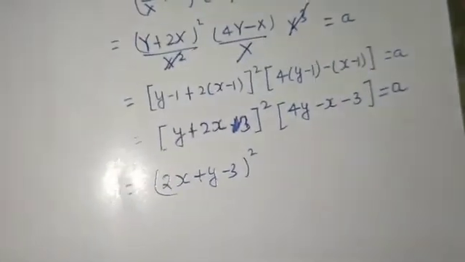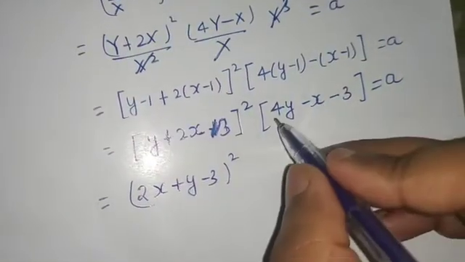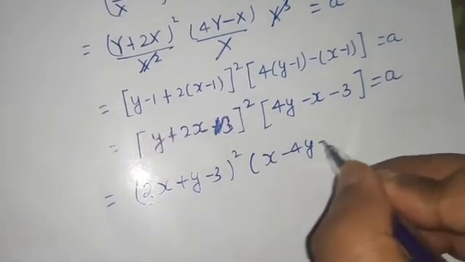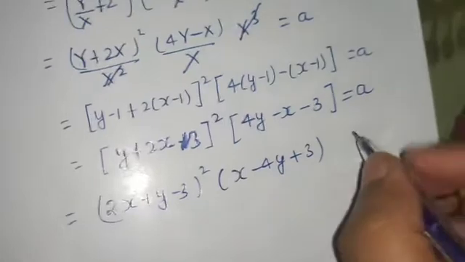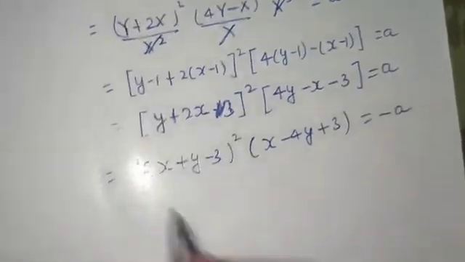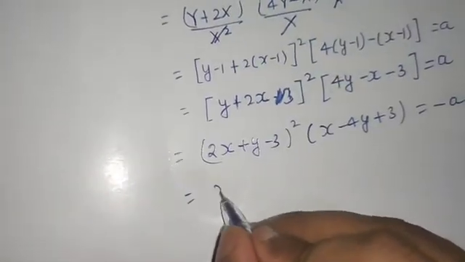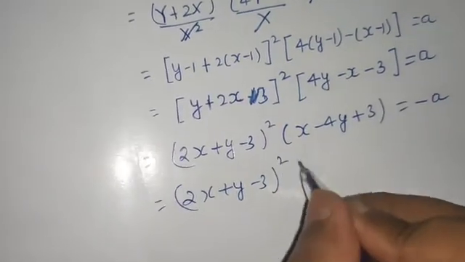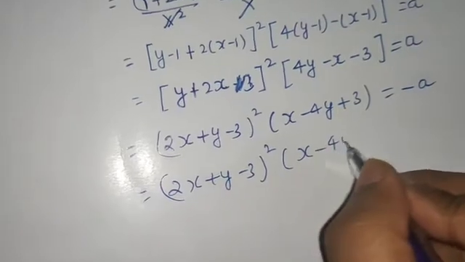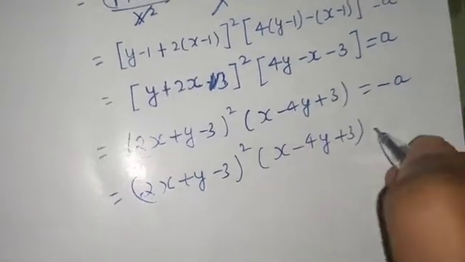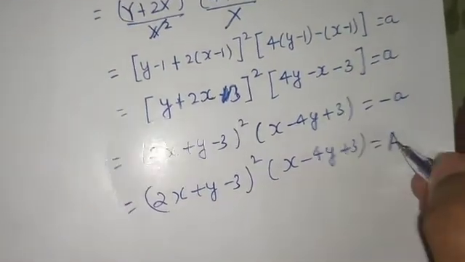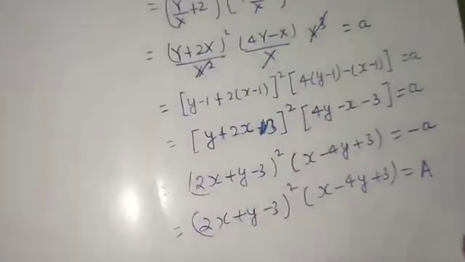We generally don't prefer minus with x, so what we can do, you can take minus sign common from here, so x minus 4y plus 3, and that minus sign I send to that side. So final answer can be 2x plus y minus 3 whole square, times x minus 4y plus 3, and this minus a can be taken as final constant, capital. Okay, so this is your final answer.